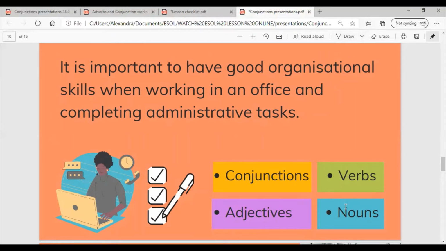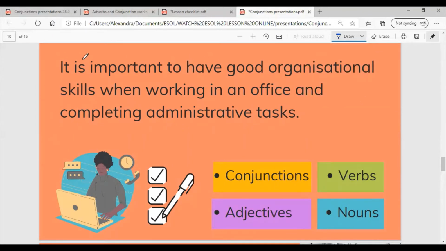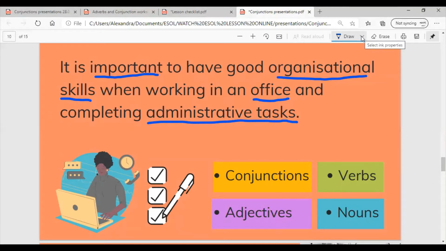But right now we're going to focus on trying to find all these in the sentence. So what are our nouns in this sentence? Our sentence is, it is important to have good organisational skills when working in an office and completing administrative tasks. Important would be an abstract noun. Organisational skills is a thing, so we can count that as a noun in this context. Office is a place, so it's our other noun, and completing administrative tasks, which are our other nouns, because these are the people, the places, and the things.